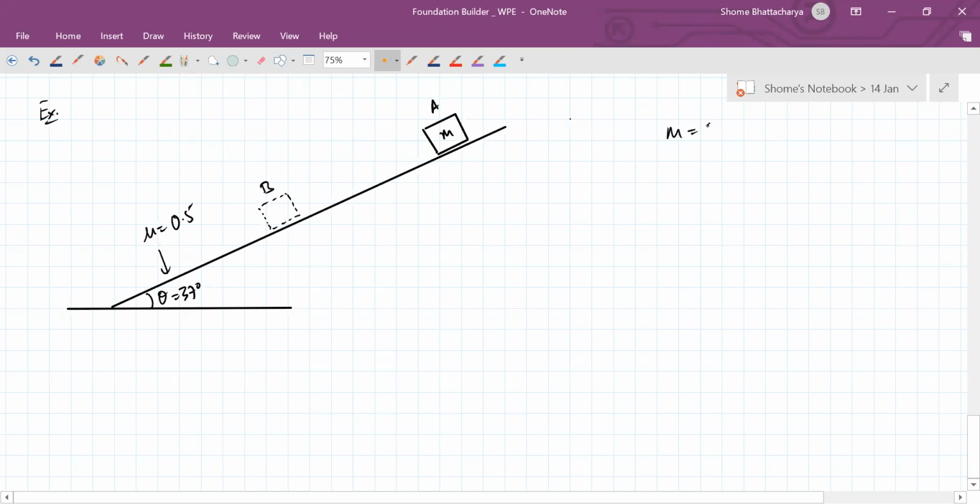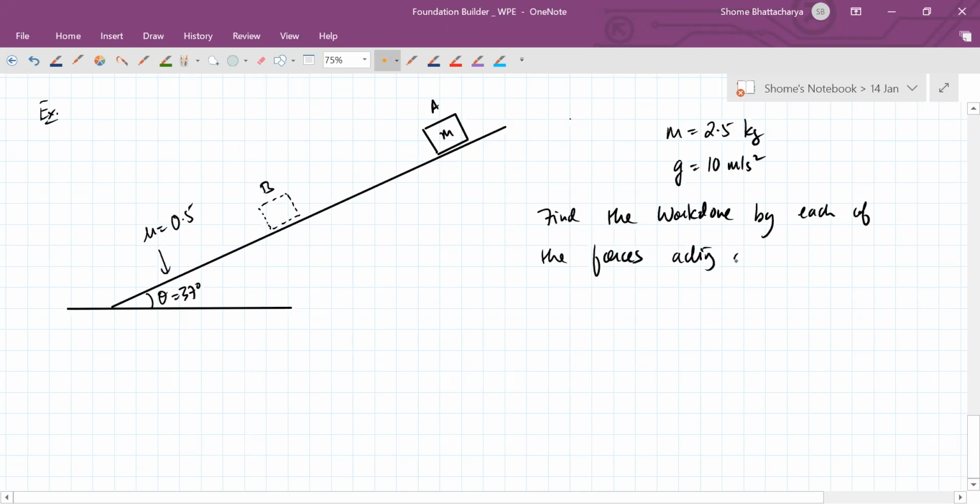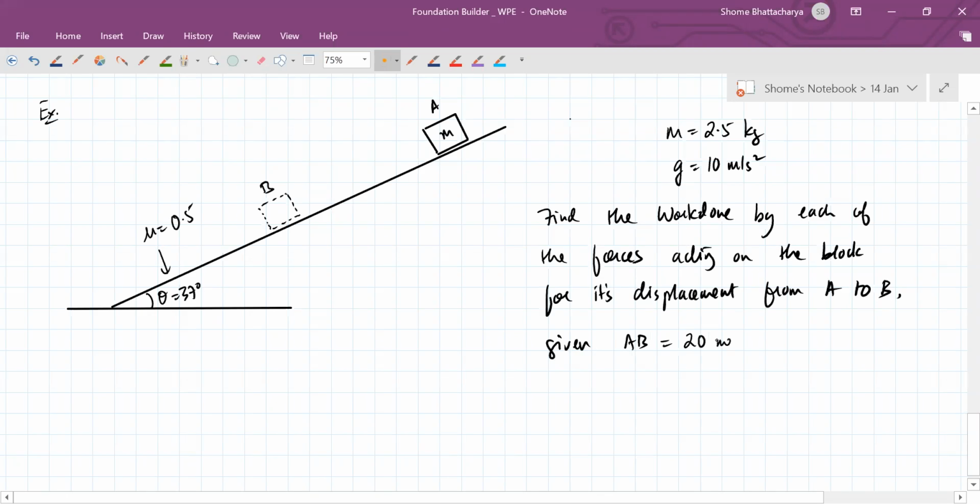So mass of the block is given to us as 2.5 kilograms and acceleration due to gravity is 10 meters per second square. So we have to find the work done by each of the forces acting on the block, for its displacement from A to B, given that AB is a distance of, let us say, 20 meters. From the position A to the position B is a distance of 20 meters.